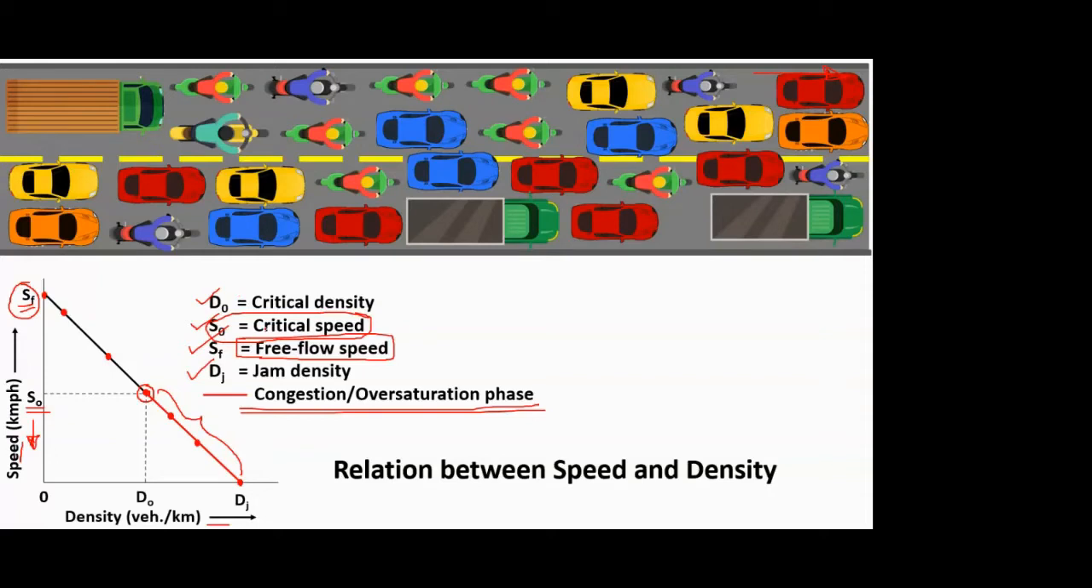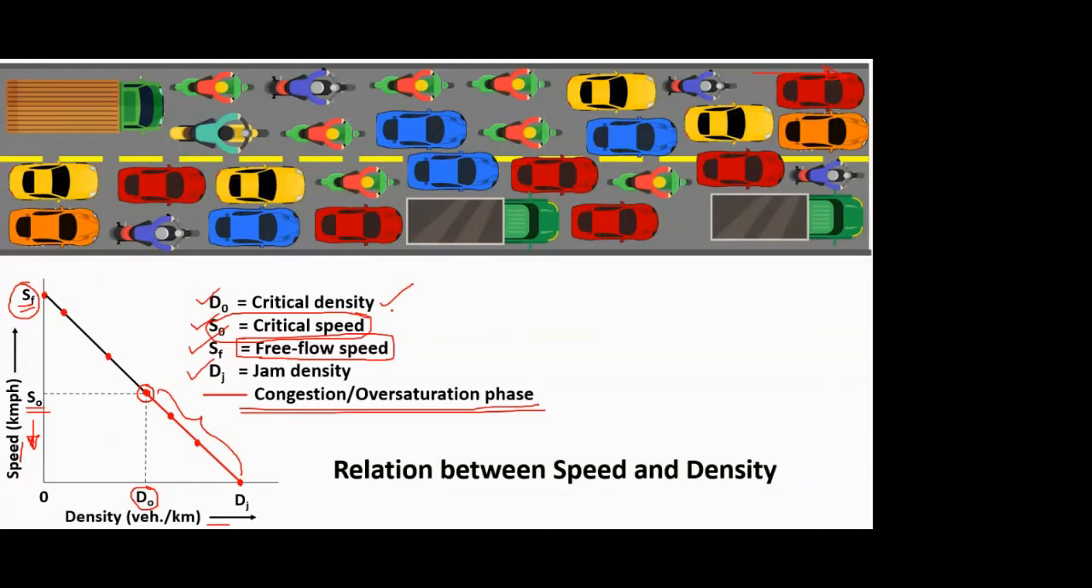The problem arises when the speed of the stream drops below this critical speed value. At that time, we say that the traffic has started building up and the congestion has started building up. Corresponding to this SO, if I drop a vertical line on the x-axis, I'll get some density value, and that will be the critical density, the density corresponding to the critical speed. As I said, the critical speed is the boundary after which, if the speed drops even further, there will be congestion in your system.